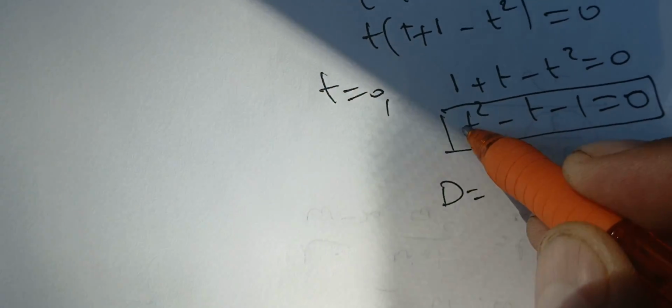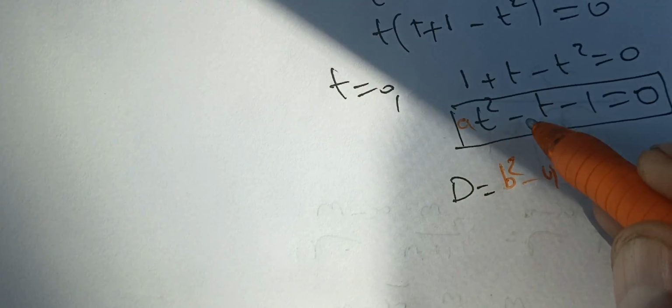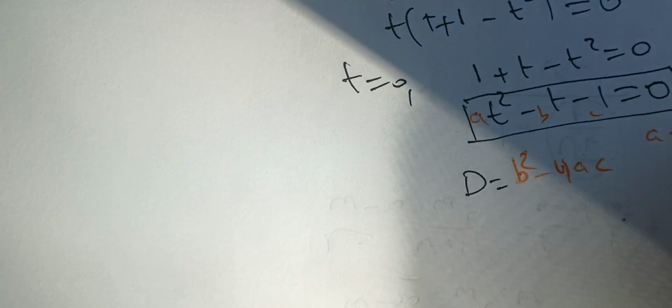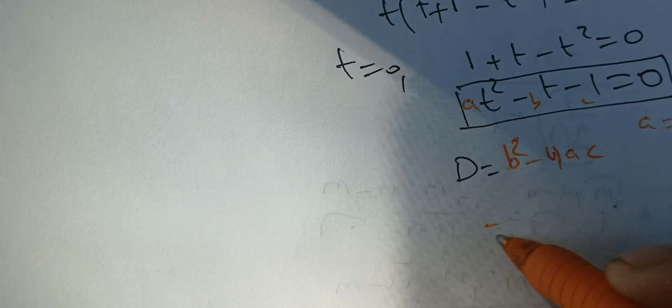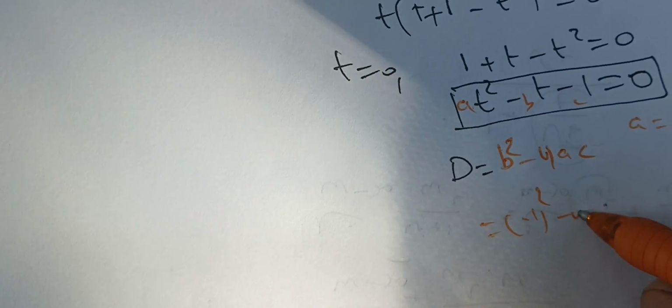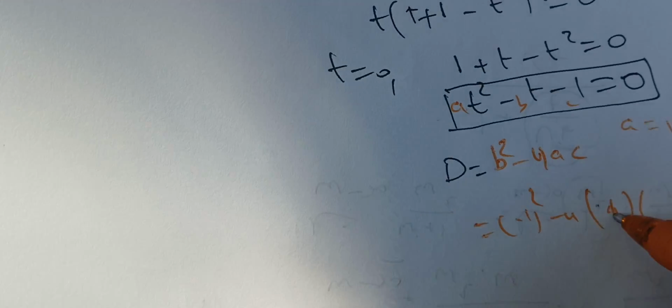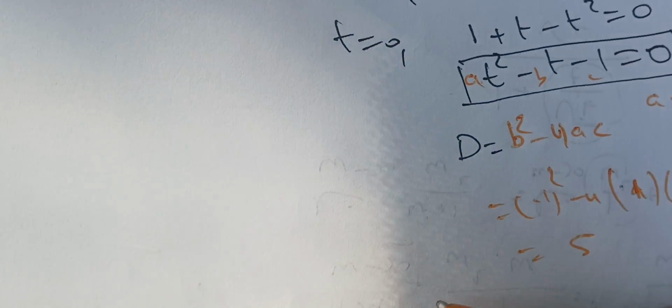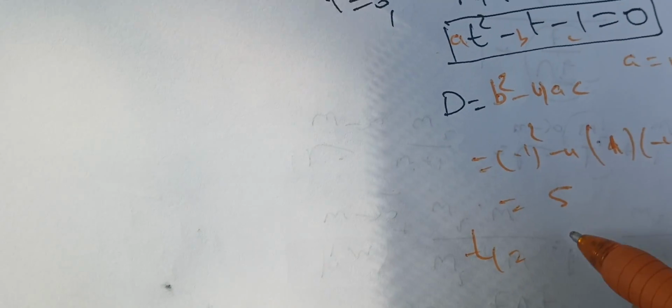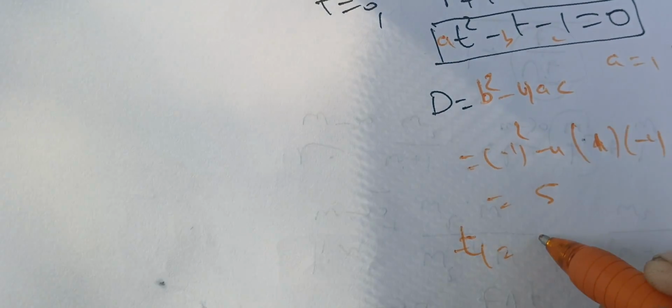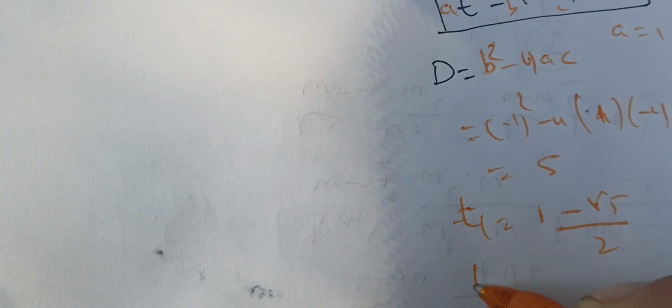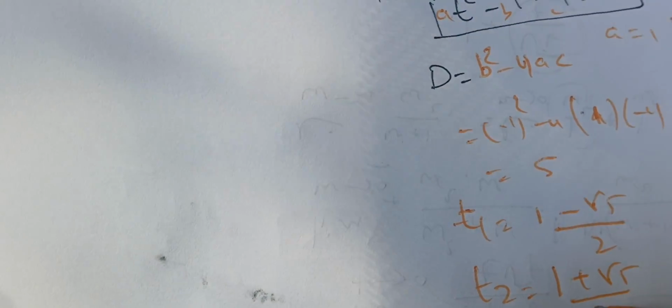Here we're going to use delta. Delta is b squared minus 4ac. This is a, this is b, this is c. So a is 1, b is minus 1, and c is minus 1. Therefore, we have minus 1 squared minus 4 times 1 times minus 1, which is 5. And therefore, we have t1 is minus b, that means 1 minus square root of 5 over 2, and t2 is 1 plus square root of 5 over 2.